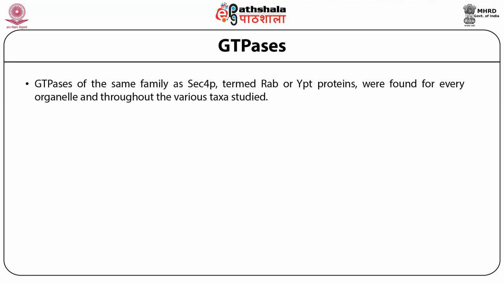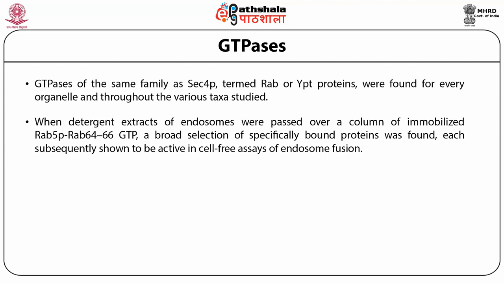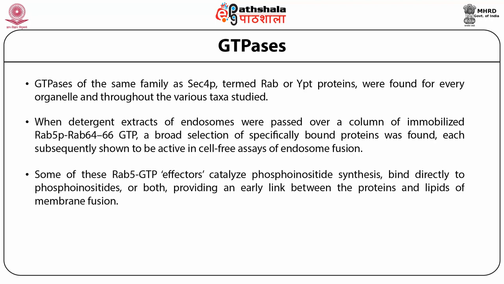When the detergent extract of endosomes was passed over a column of immobilized RAB5P-GTP, a broad selection of specifically bound proteins were found, each subsequently known to be active in cell-free assays for endosome fusion. Some of these RAB5-GTP effectors catalyze phosphoinositide synthesis, bind directly to the phosphoinositide, or both, providing an early link between protein and lipid for membrane fusion.